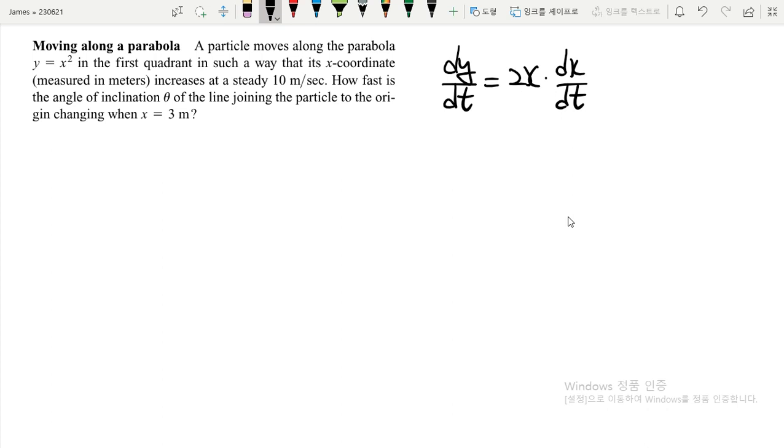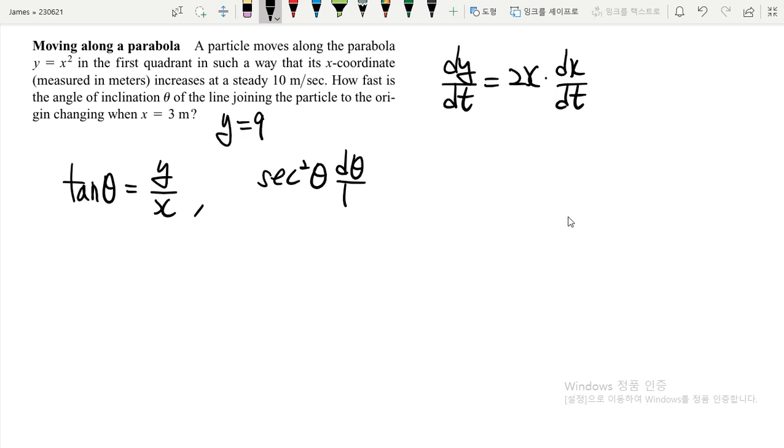Okay. So when x is 3, what's the y value? Because y is x squared. When x is 3, y is 3 squared, 9. And then the angle. Angle in this case means tangent theta. Tangent theta is y over x. So if we differentiate this equation, the tangent derivative is secant squared. And in this case, we can use the quotient rule. Quotient rule means the denominator is squared, and it's similar to the product rule, but we subtract.